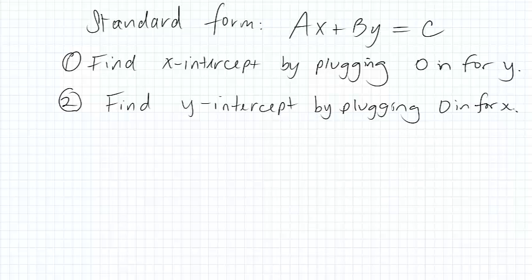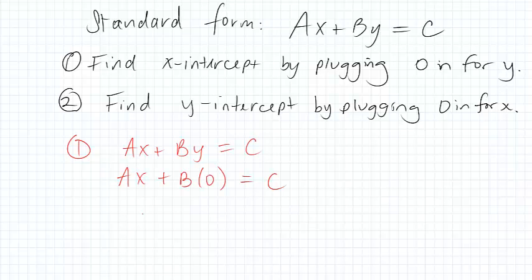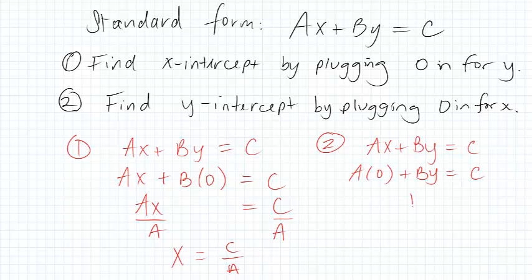Let's take a look at that generally. I'm going to take step 1 on our general form. I have ax plus by equals c. I'm going to plug 0 in for y. Anything times 0 is 0, so I have ax equals c. If I divide both sides by a, I have x equals c over a. Then I'm going to do the second step by plugging 0 in for x. Again, anything times 0 is 0, so I have by equals c. I divide both sides by b, and I get y equals c over b.